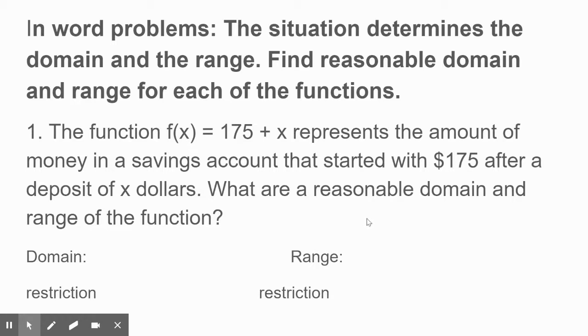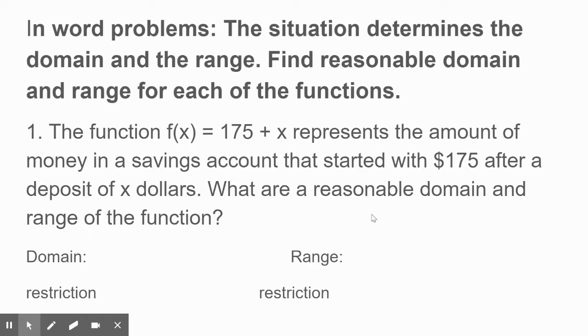In the function f of x equals 175 plus x, this represents the amount of money in a savings account that started with $175 after a deposit of x dollars. What are the reasonable domain and ranges of the function?